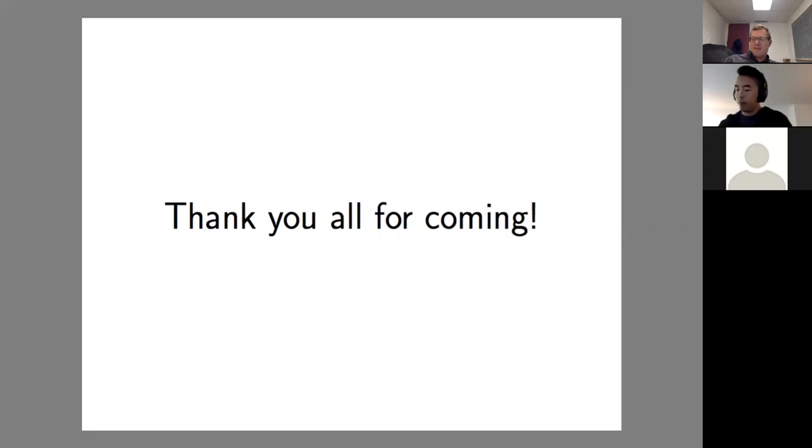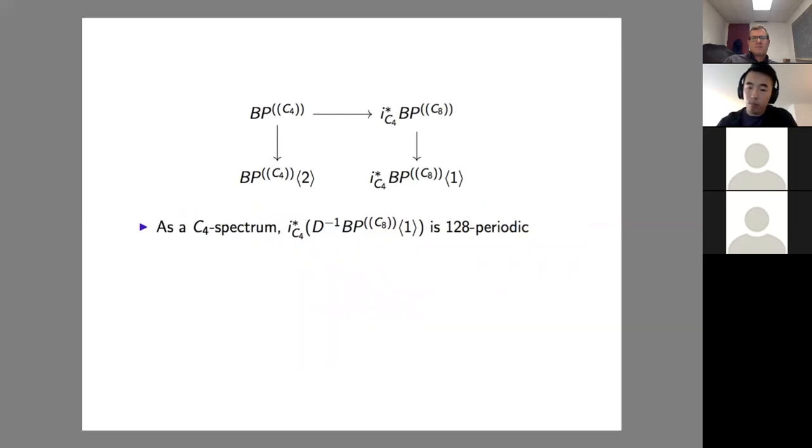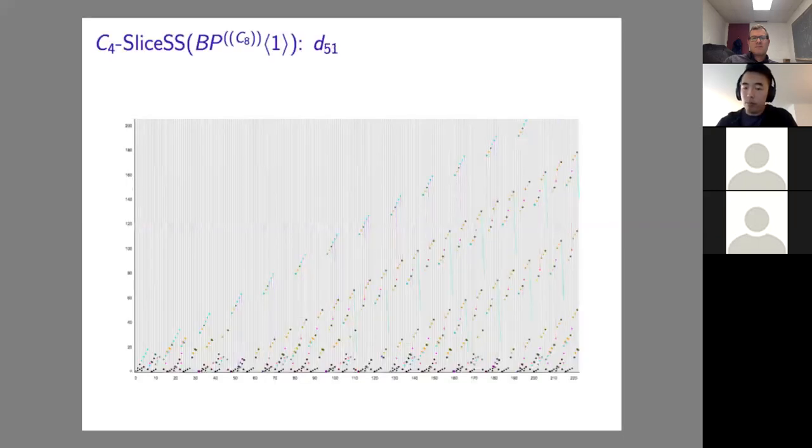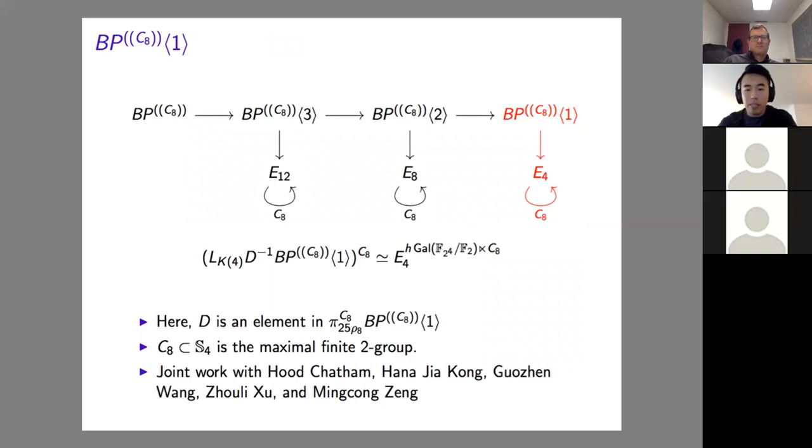Hi, Danny. A few slides ago, you said D was in dimension 25, row 8. Where did that come from? So the dimension of D in HHR is 19, row 8. In order to make this K(4) localization process work, we have to invert an extra generator so that when we K(4)-localize, we get the coefficient ring for E theory. An extra generator in dimension 6, row 8? Yes, in dimension 6, row 8, that's right.